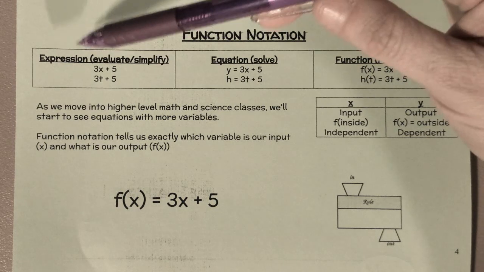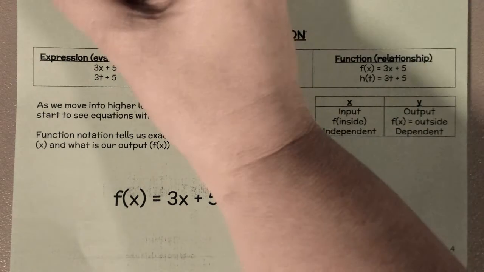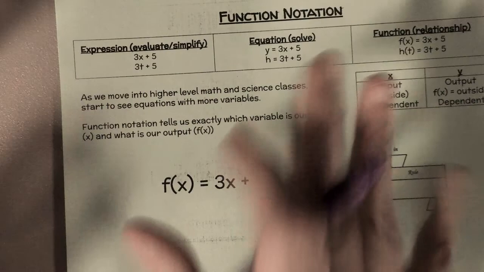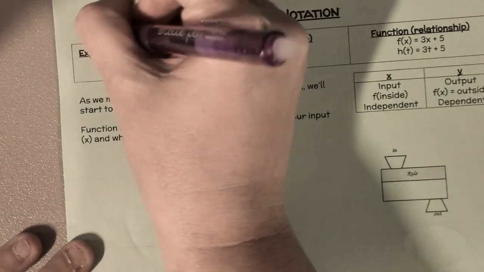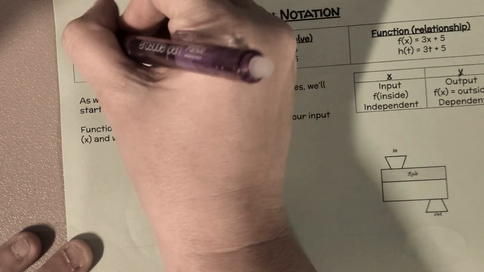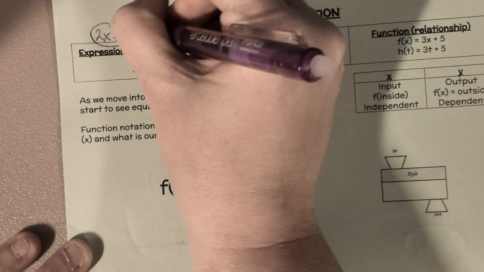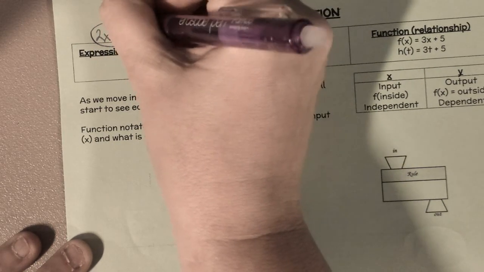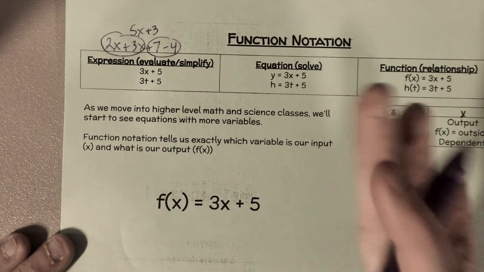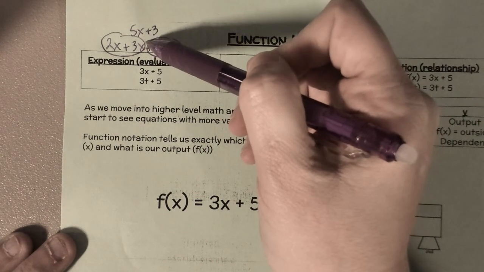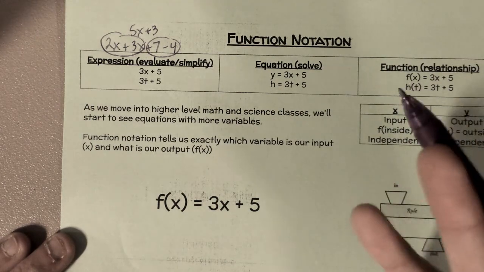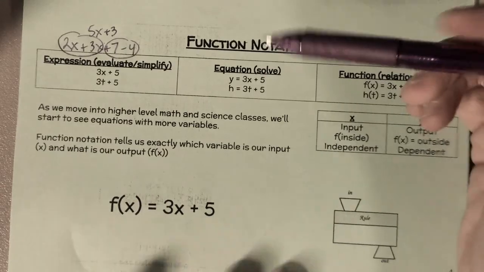Remember when we did combining like terms, so we had 2x plus 3x plus 7 minus 4, and then we combined our like terms, and we got 5x plus 3. That's simplifying, okay? We can't actually solve it because we can't ever figure out what x is because we don't have an equal sign. We can't say what it's equal to if there's no equal sign, okay?